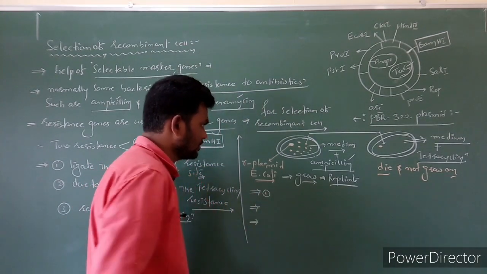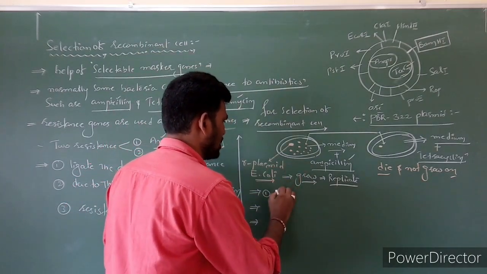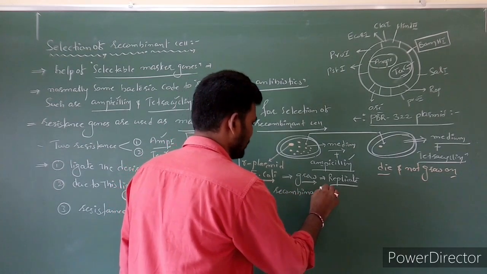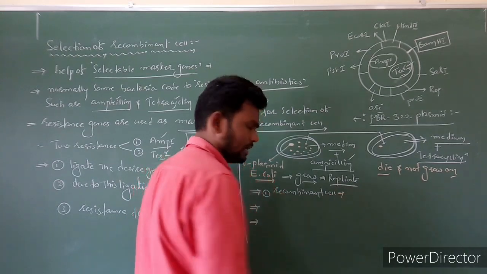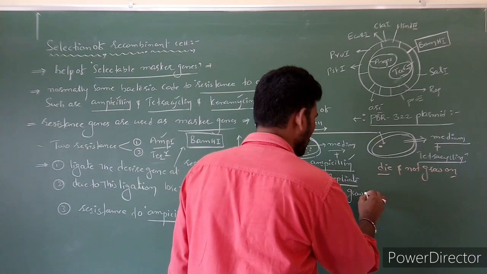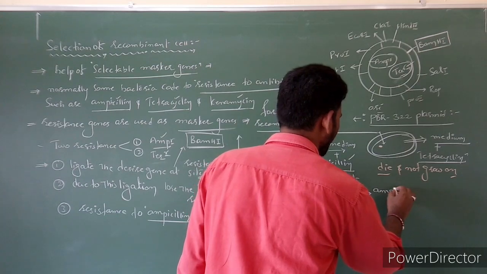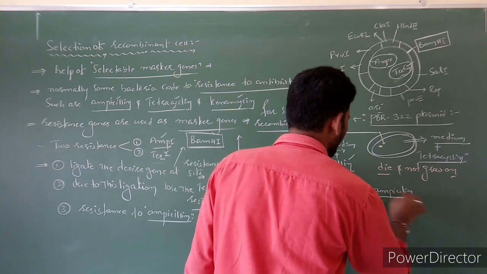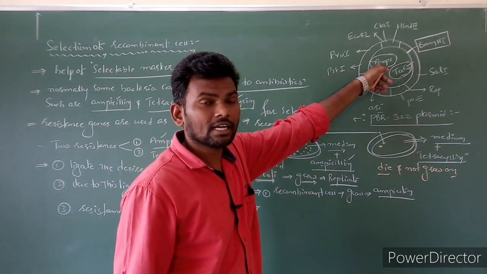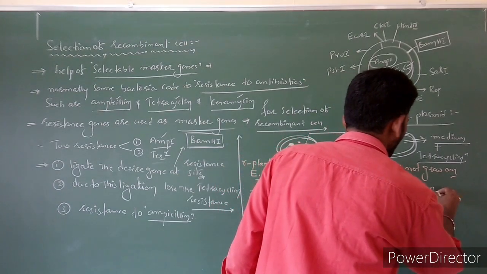The first point, a recombinant plasmid or recombinant cell, you have to write directly. A recombinant cell, E. coli cell, grows only on which medium? Ampicillin medium. Why? Because it already contains ampicillin resistant genes. It replicates here.